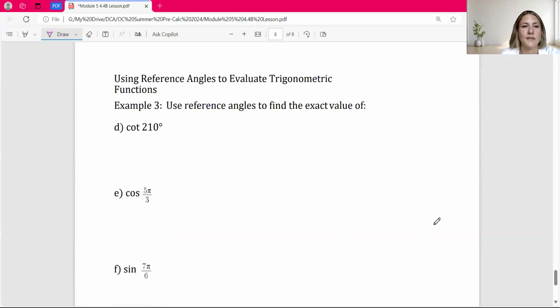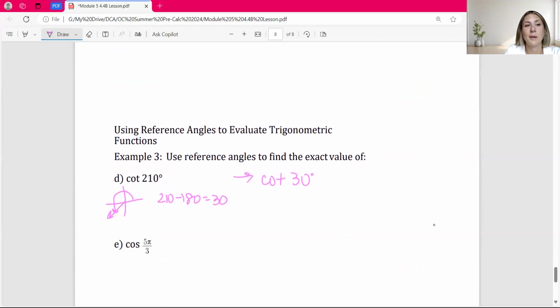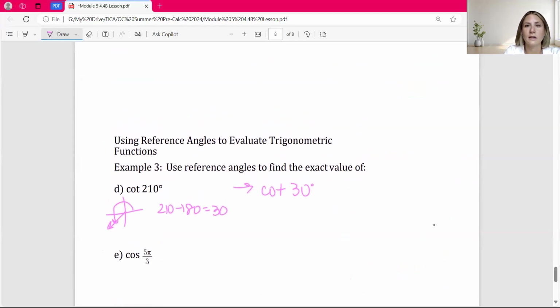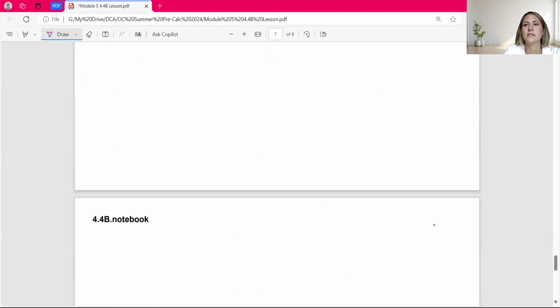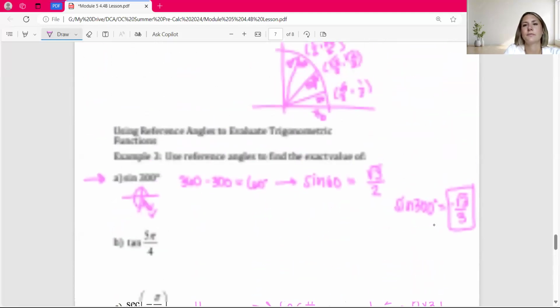Use reference angles to find the exact value of cotangent of 210 degrees. Let's first find our reference angle. If I draw that, it pushes it into the third quadrant. 210 minus 180 gives me 30. So that means I'm going to do really cotangent of 30 degrees. If it's memorized by now, awesome. If not, let's use our unit circle. I know cotangent is x over y.